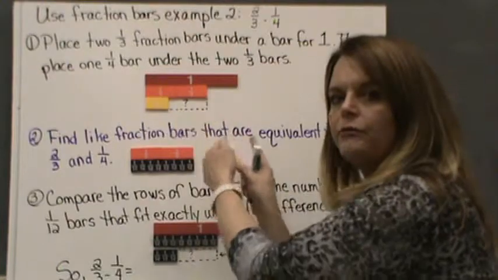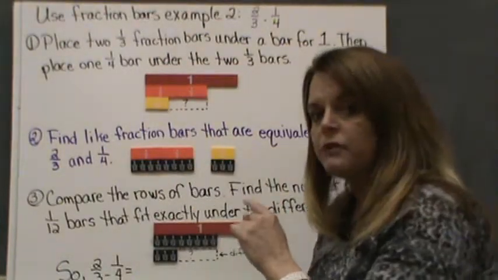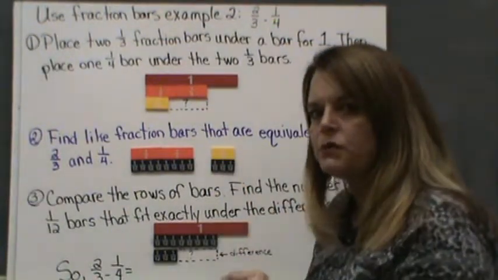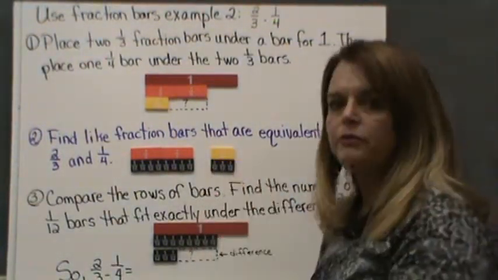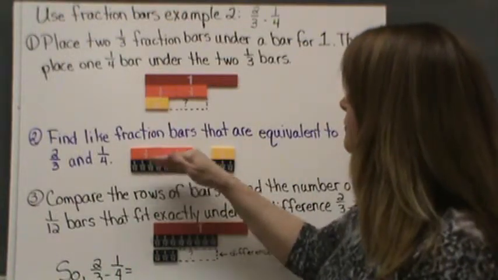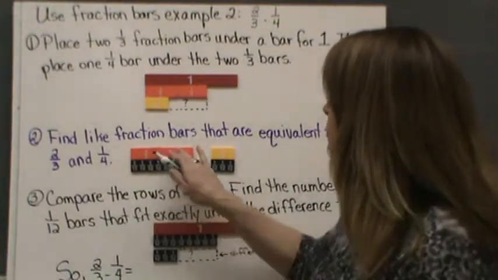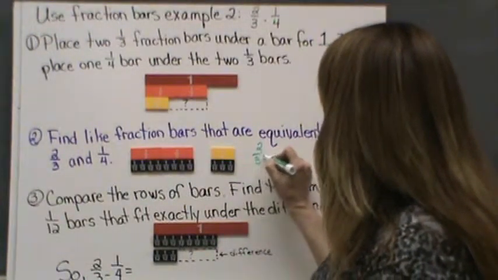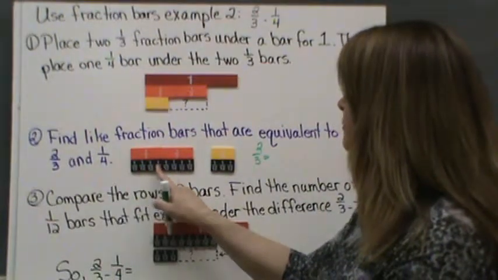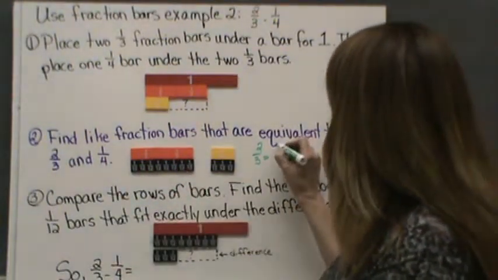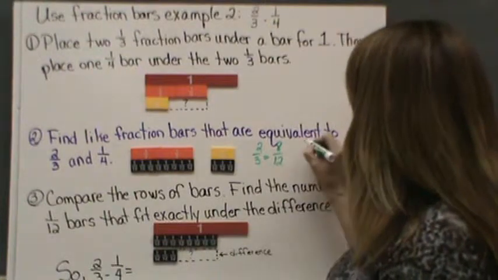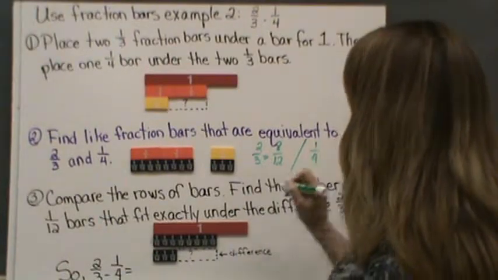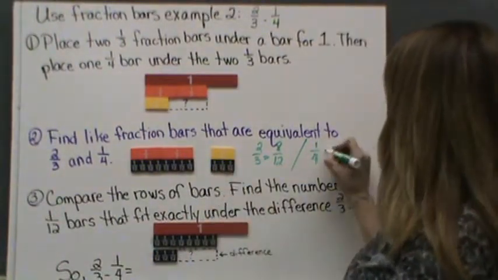So then I had to pull my 1/4 out and see if the 1/12ths would fit under there also. And I'll see that I can put 1, 2, 3 of my 1/12 bars underneath my 1/4. So here I have equivalent fractions. I see that 2/3 is equal to 8 twelfths. And I've also found out that 1/4 is equal to 3 twelfths.